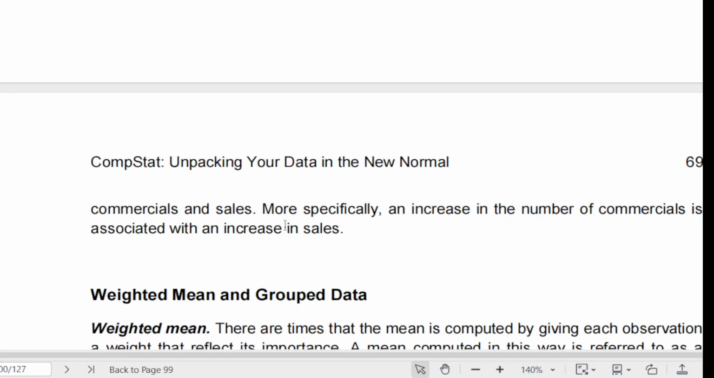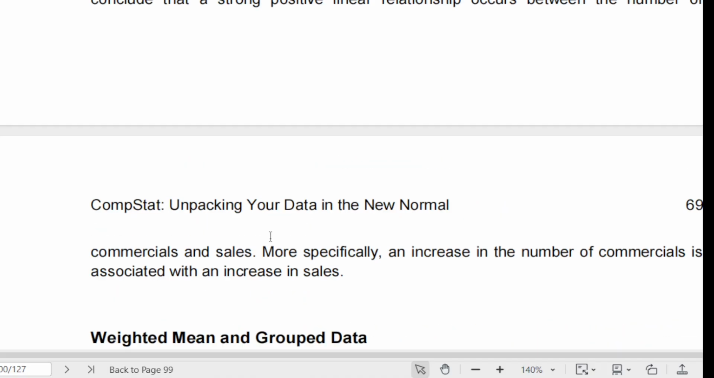Because we are going to increase the number of commercials, the sales will also increase. Meaning, the commercials are effective. So you really have a budget for your commercials. So that's it, guys. For your activity, try to compute how this particular information arrived.